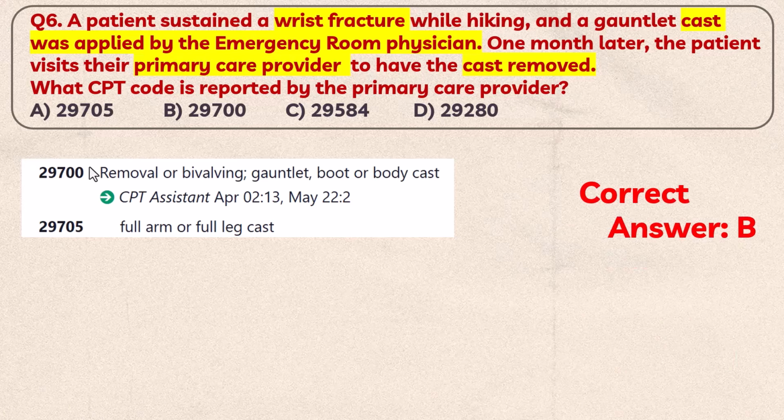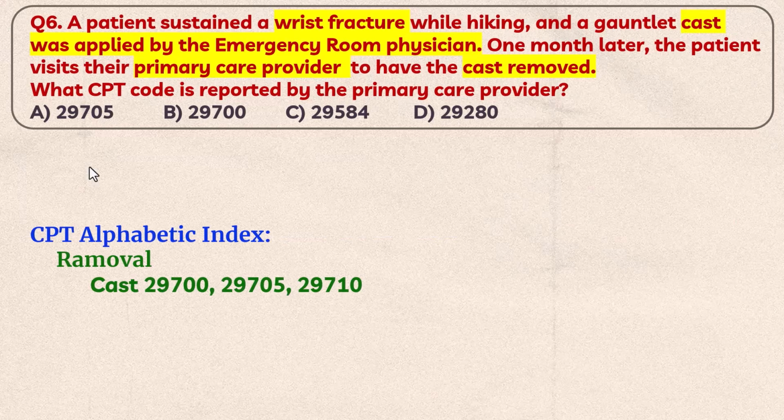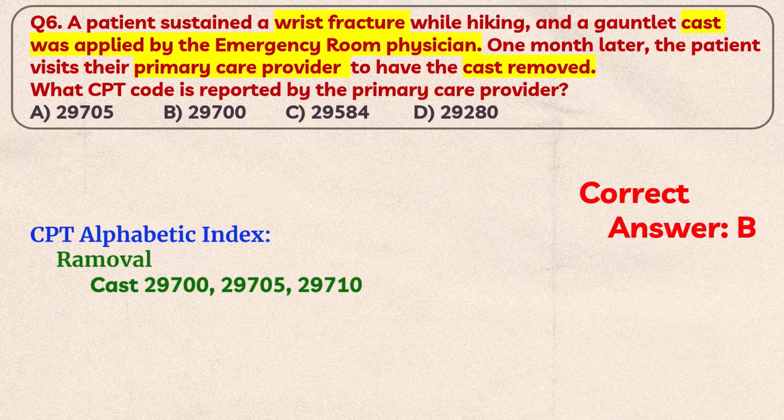If you encounter this case in a real working scenario, you use the CPT alphabetic index. In the CPT alphabetic index, first you search for the main term removal, then go to the subterm cast. It will lead you to the following 3 codes. Again, come back to the tabular list and confirm the answer. Once you confirm, the correct answer will be answer B.